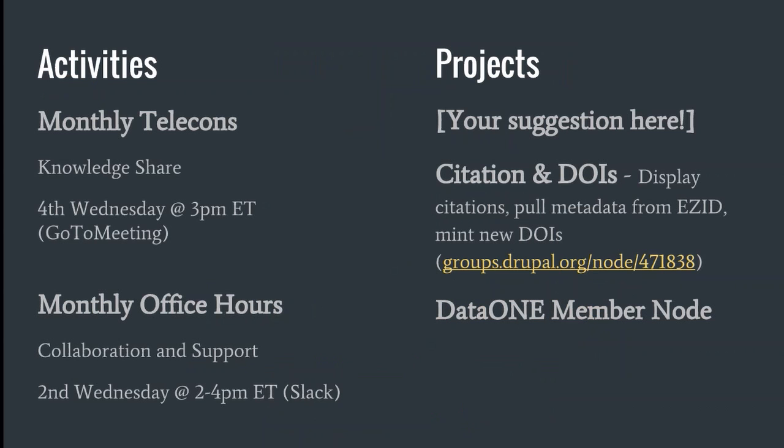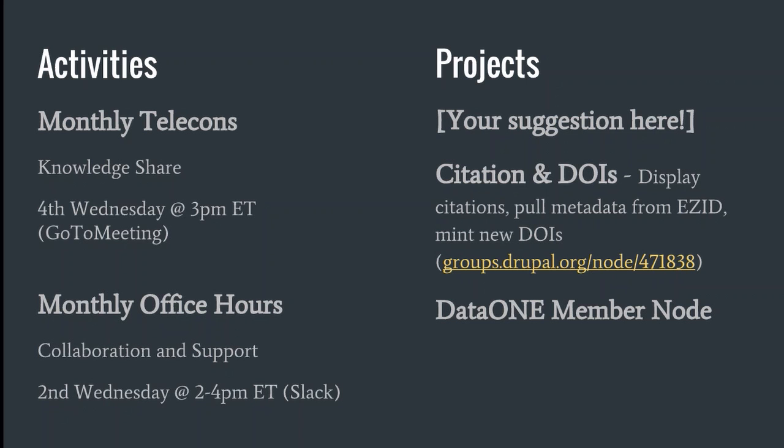So just a little bit about our group. We have monthly telecons online on the fourth Wednesday of every month on GoToMeeting, so you can always check us out there. Typically, it's just a round table of folks working on Drupal and what sort of projects and problems we're facing. Sometimes we'll have guest speakers, so you can look to the Monday updates from ESIP on our current activities and who might be speaking. Join us on Slack on the off Wednesdays. We have a sort of office hours where we all code and work on problems.